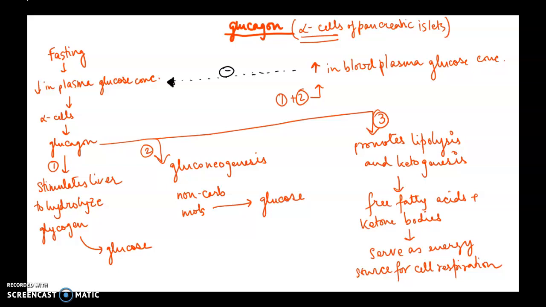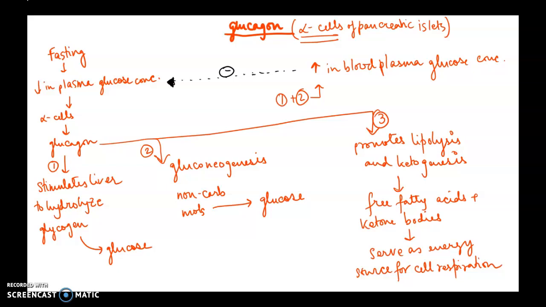Glucagon also promotes lipolysis and ketogenesis. And by this process, free fatty acids and ketone bodies are released into the bloodstream, which serve as an energy source for cell respiration. Okay? All right.